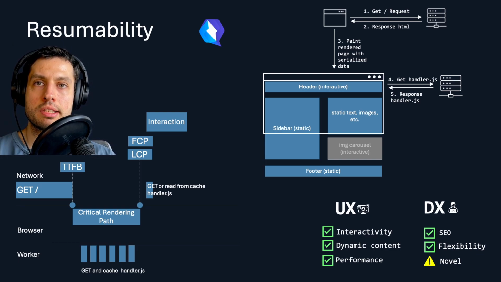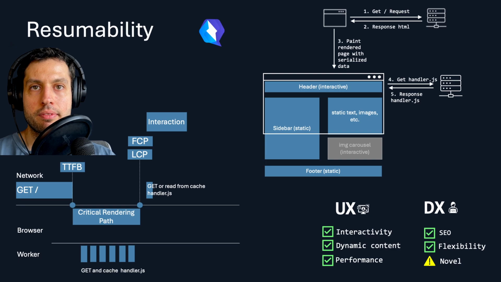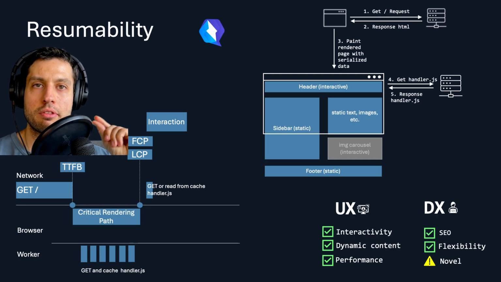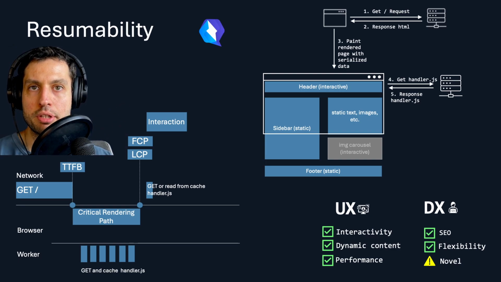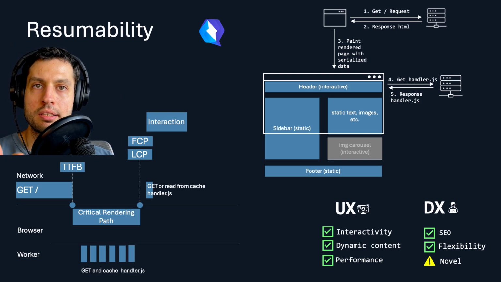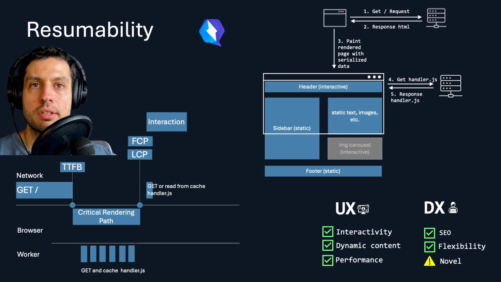So we start the critical rendering path. We start painting the already rendered page. Meanwhile, in the background, we start downloading very small chunks of JavaScript that bring us interactivity. Also, the framework can do analysis on the use of the page, so it can even optimize the order and the size of these bundles.